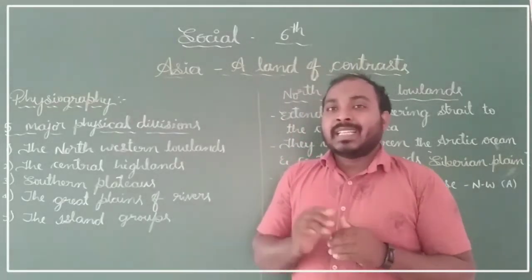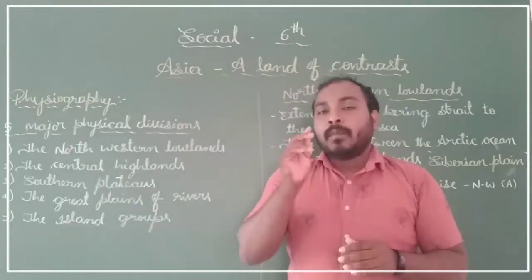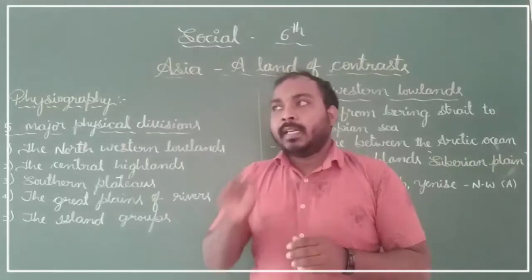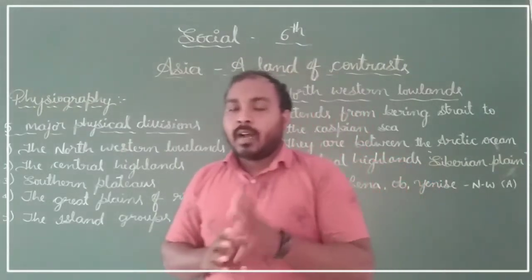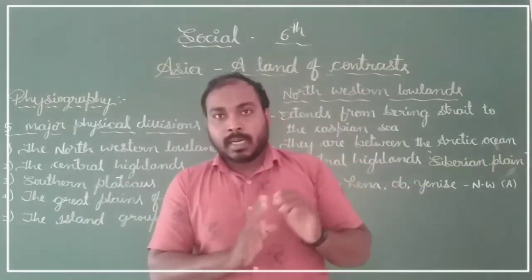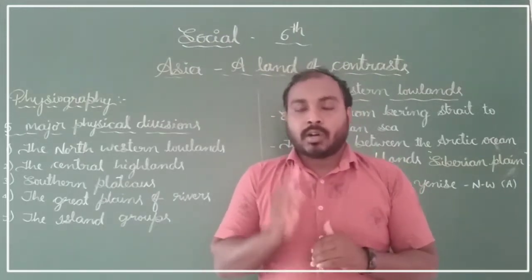And also there is a zigzag line. What is the meaning of zigzag line? Yes, the boundary between the Europe continent and the Asia continent appears like a zigzag shape. That is why a zigzag line is found, and the Ural mountains are also found on that line. So this is all about the physical settings of the Asia continent.